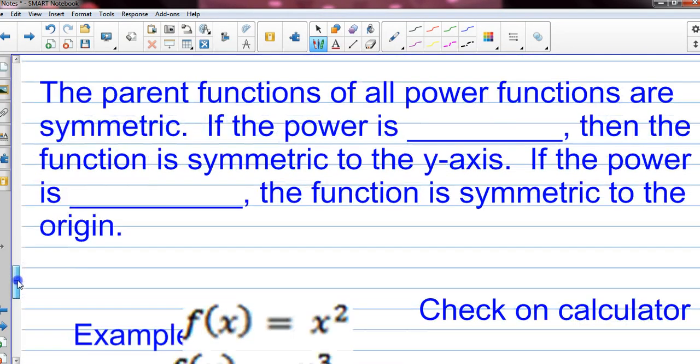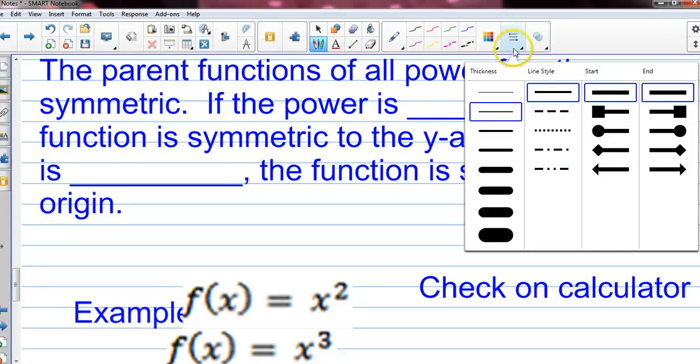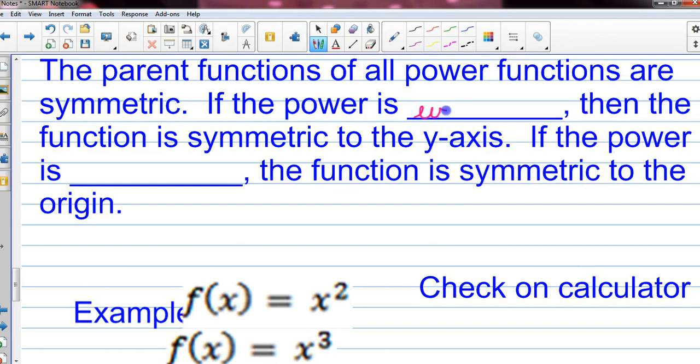All right, so the parent functions of all power functions are symmetric. If the power is even, then the function is symmetric to the y-axis. If the power is odd, the function is symmetric to the origin. That's easy to remember. O for odd, O for origin.